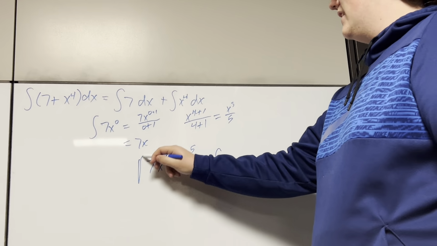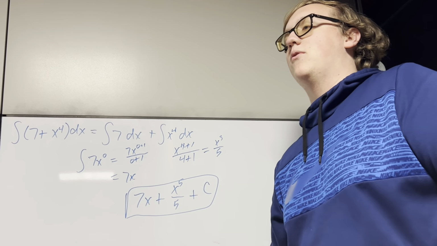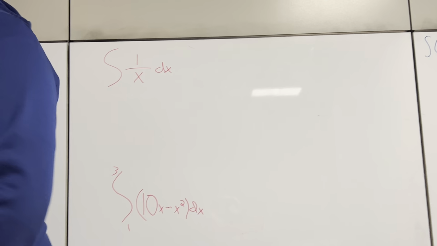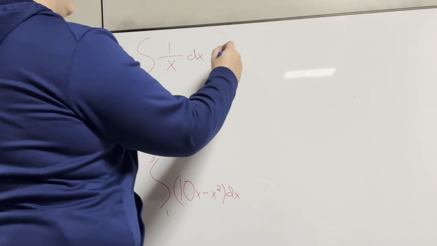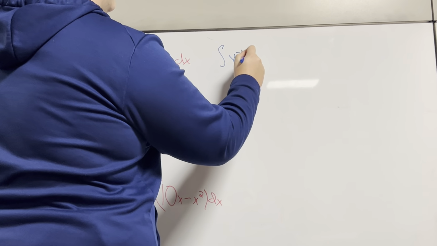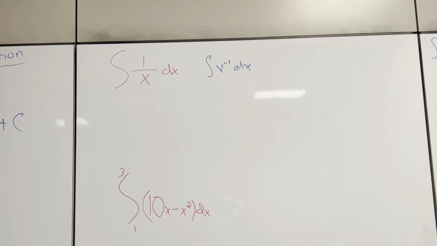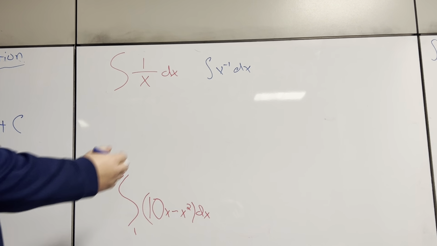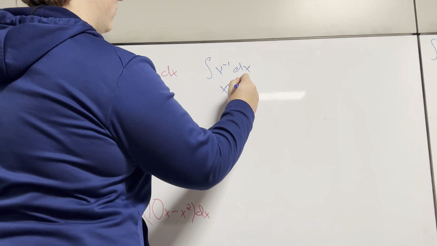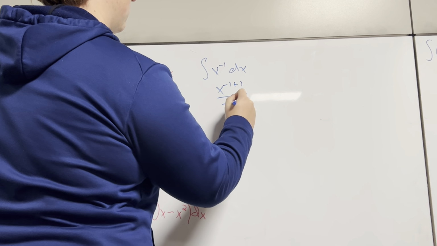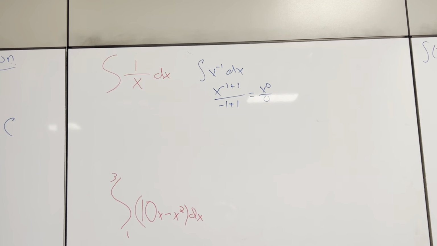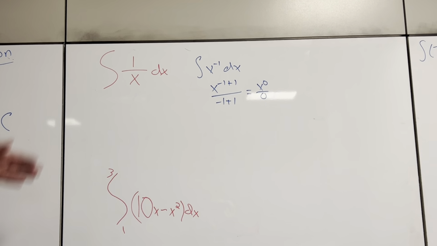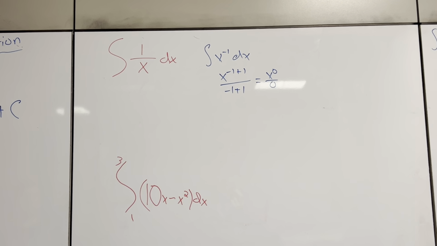So now here's another case that you're not going to be able to use the power rule for. Let's go over here. In this scenario, you might think, well look, we have the integral of x to the negative 1 dx. The reason why we can't do it like this is because then we would have x to the negative 1 plus 1 over negative 1 plus 1, which is equal to x to the 0 over 0. And we can't divide by 0. So we know the power rule doesn't work for the integral of 1 over x.